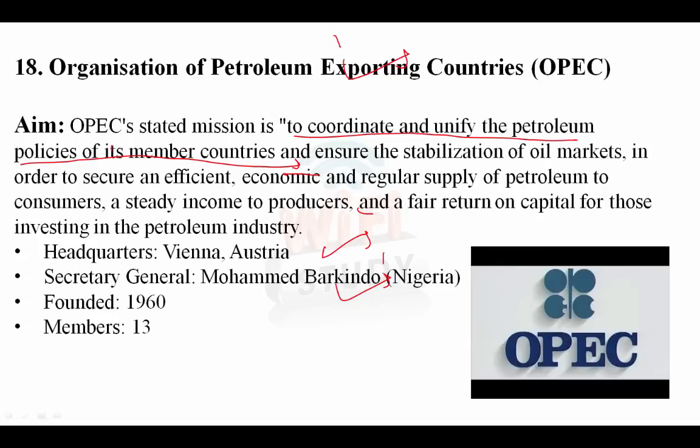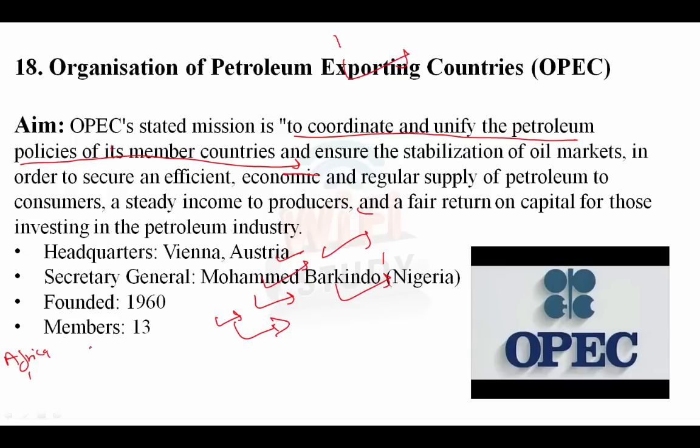Secretary General is Mohammed Barkindo, who is from Nigeria, and this organization was formed in 1960, and there are 13 members of this organization. So you need to remember its headquarters, its secretary general and its members. That is, there are 13 members of this organization. Let's see who are the members of this organization. There are only 13 members.